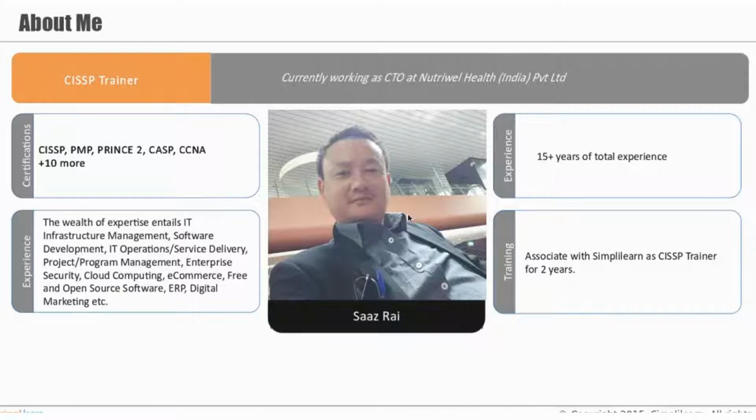My name is Saj Rai. I'm going to be a trainer. Currently, I'm working as a CTO in a company here in New Delhi, and I have over 15 years of total experience. I've been training. I've been associated with Simplilearn as a CISSP trainer for around 2.5 years now. And apart from CISSP, I have a dozen odd certifications, including PMP, Prince2, etc.